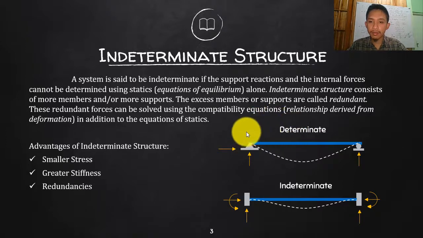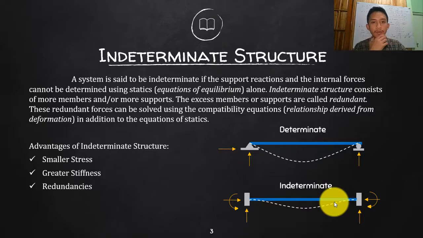But if you load that one, it will deflect this way. But if you consider an actual scenario of a beam wherein you have a column and a column, and both ends are fixed, then of course there are six reactions there, isn't it? You cannot just use the equations of equilibrium. But what is the advantage of this? If that is fixed and that is fixed, of course, the deflection is smaller, because there will be a resistance of moment here and a resistance of moment there to control the deflection of your beam. So the smaller the deflection, of course, the lesser the stress on your members.